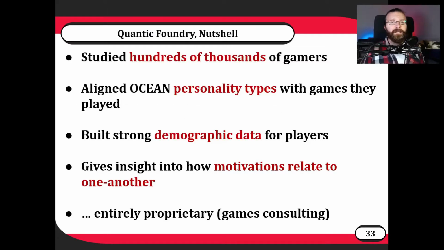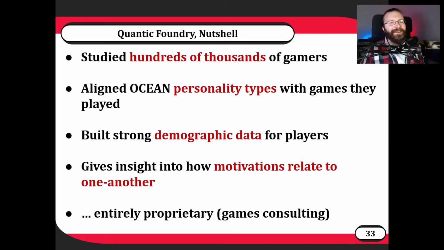Now, in a nutshell, Quantic Foundry studied hundreds of thousands of different gamers through these online surveys, and they aligned them to OCEAN personality types. This is the Big 5 personality types. These are, I think, the most accepted in academia as being accurate personality indicators, outside of other stuff that's maybe a little bit less academic.